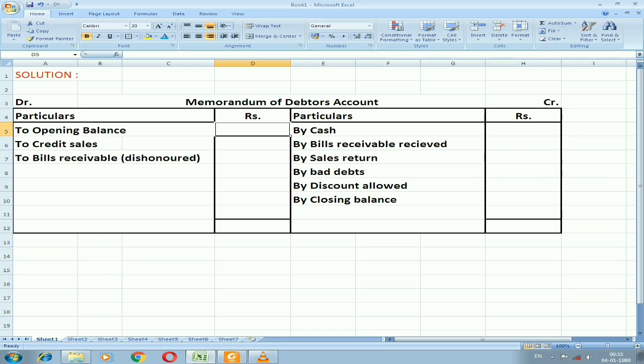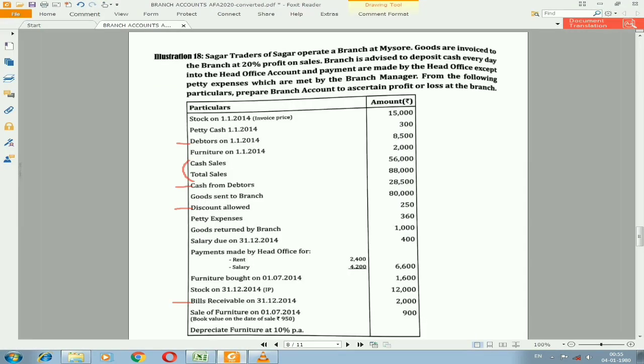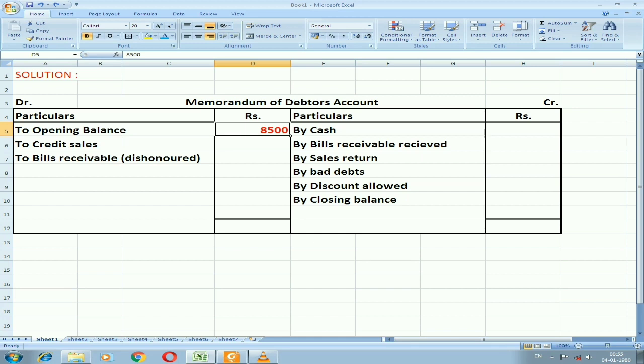Okay, this is the format. We are supposed to enter those items under this. Let us take the first one. Opening balance of debtors, amount 8,500.